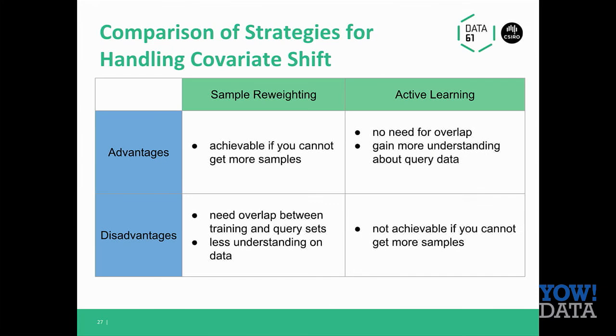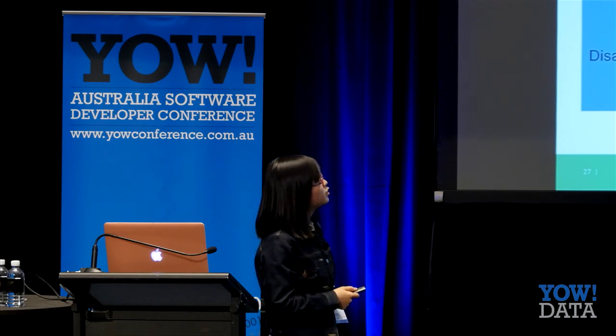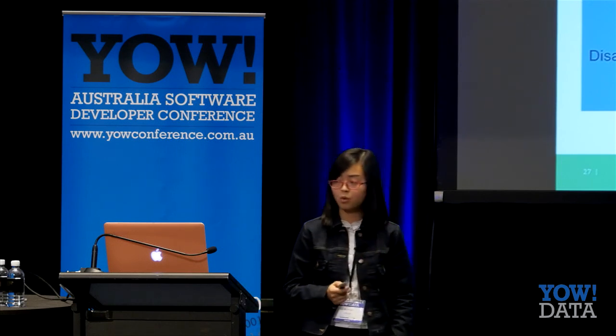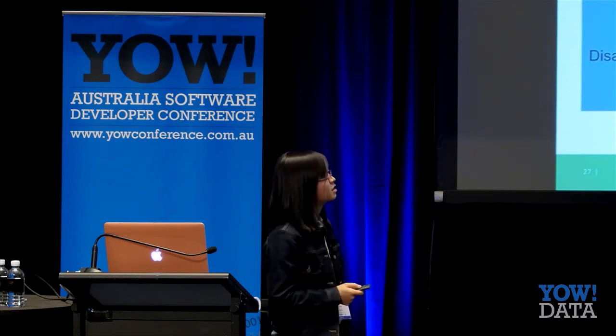So let's compare these 2 strategies for handling covariate shift. For sample reweighting, the good thing about it is that it is achievable even if we cannot get more samples. Well, the bad part is we need overlap between the training and the query set. Apart from that, we actually gain less understanding about the query set. Well, for active learning, we do not need the overlap and we can gain more understanding about the data we work with. The bad thing about it is that it is not achievable if we cannot get more samples.